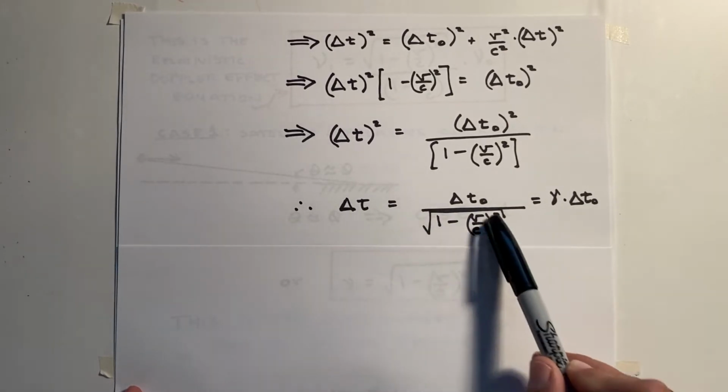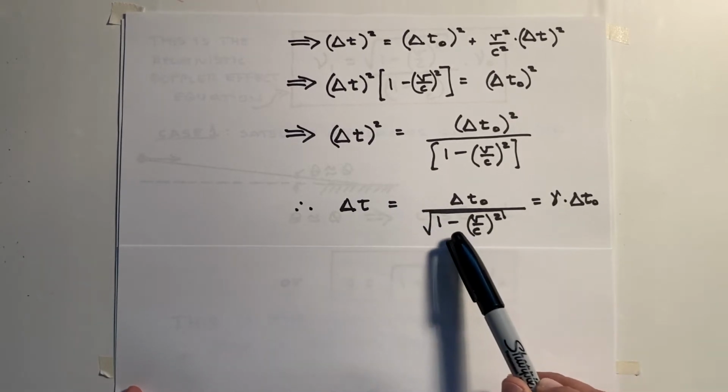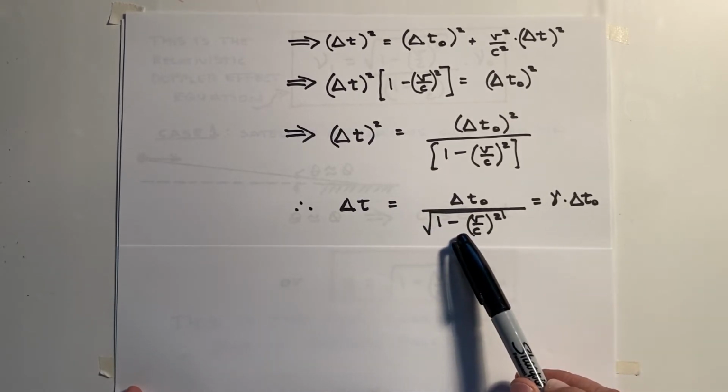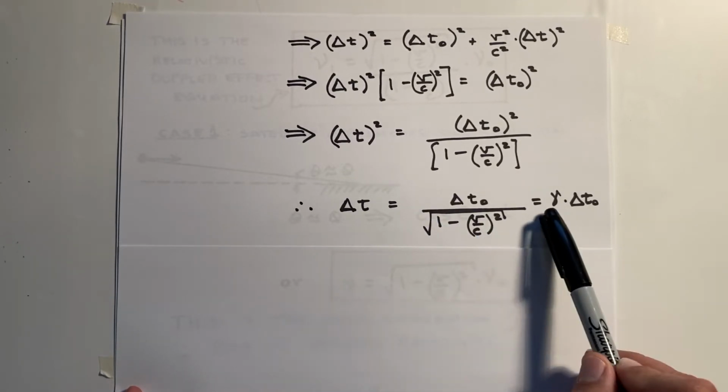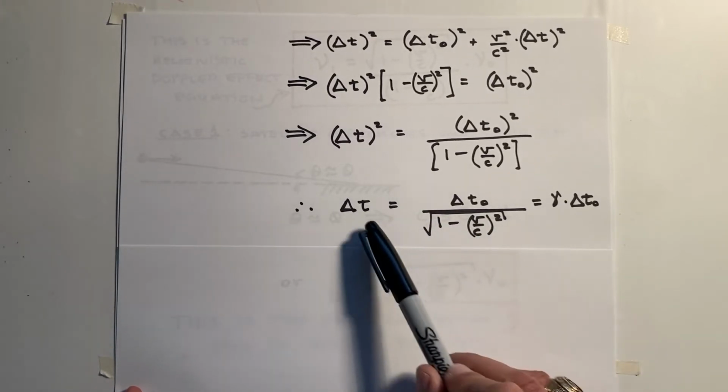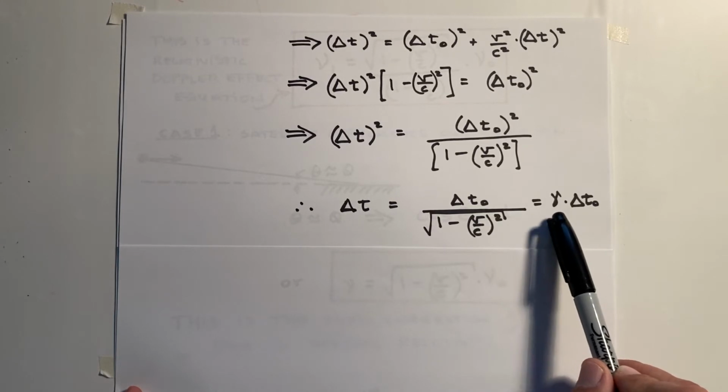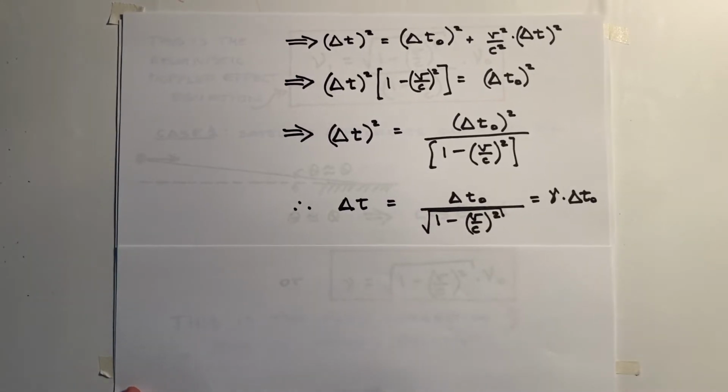Notice that this term right here is seen often in special relativity, and it's actually given a name. This 1 over the square root is defined as gamma. So delta t then can be expressed as gamma times delta t0.